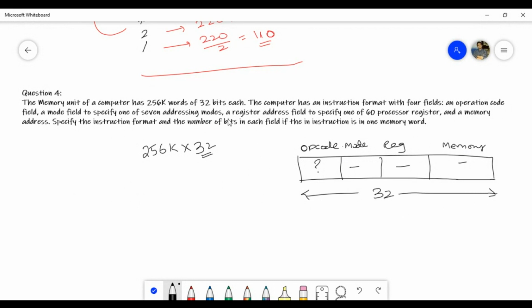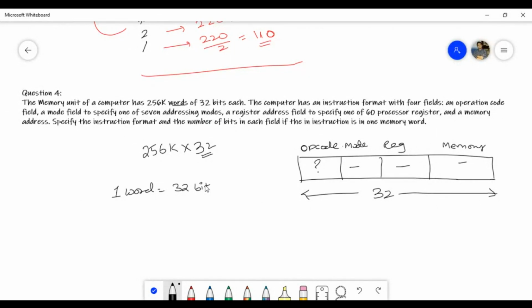One word is given here. Okay, so 32 bit each. So this is the size of the control word. Okay, so you have to find the operation code field. To find the operation code field, that means we can write it here: one word is equal to 32 bit, right?